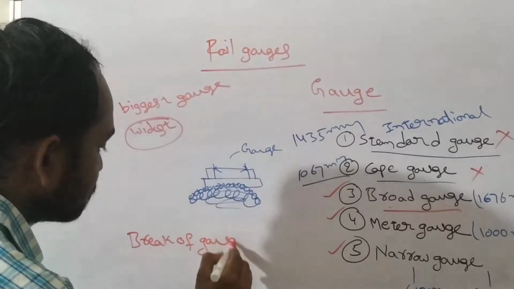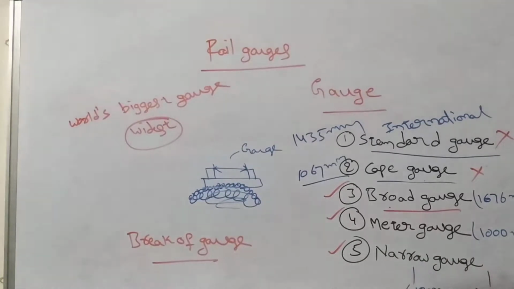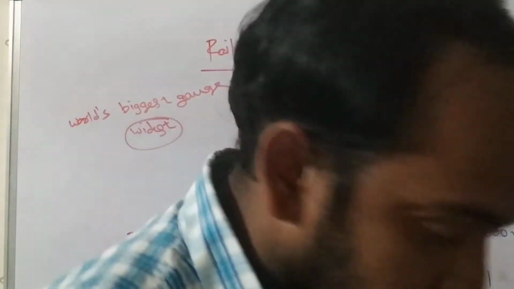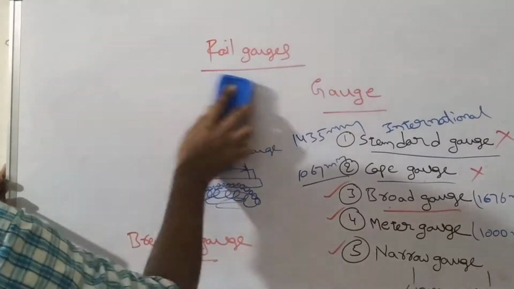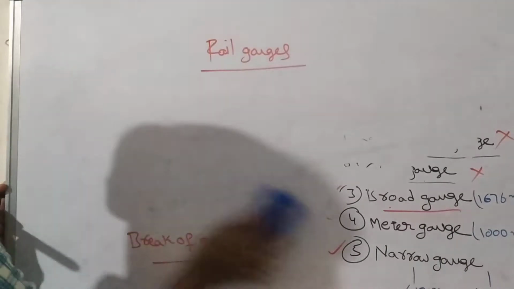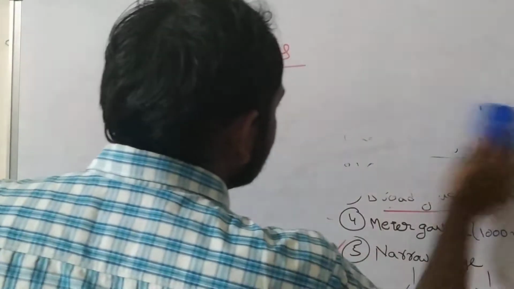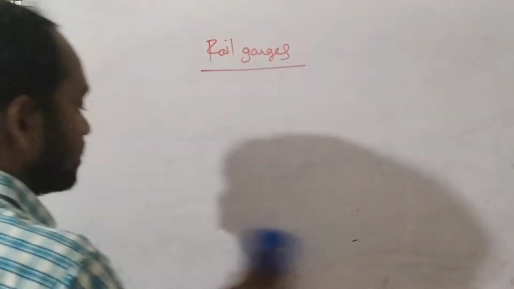This is one of the most important topics we are going to see in this session: break of gauge. I will tell you what gauge is and what break of gauge is. Gauge is the distance between two rails in a railway track, and break of gauge is the place or point where two gauges meet each other.